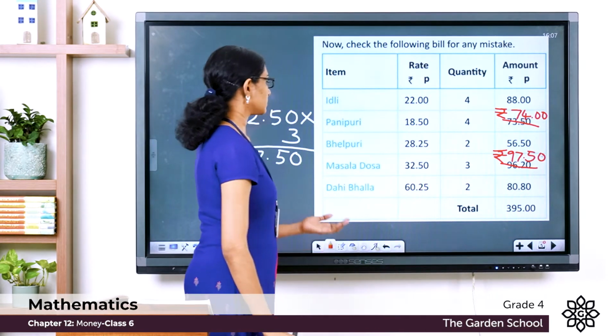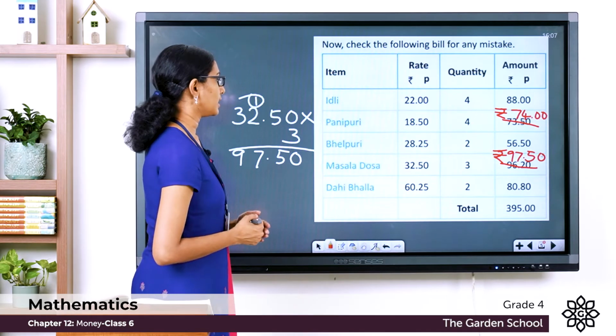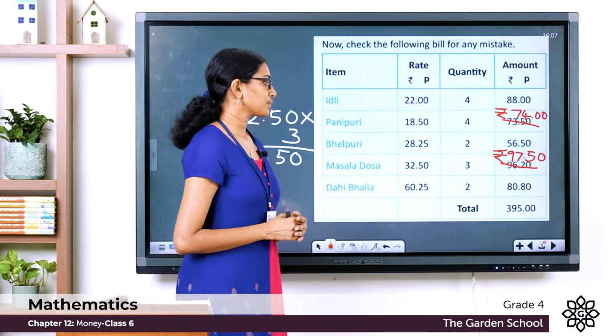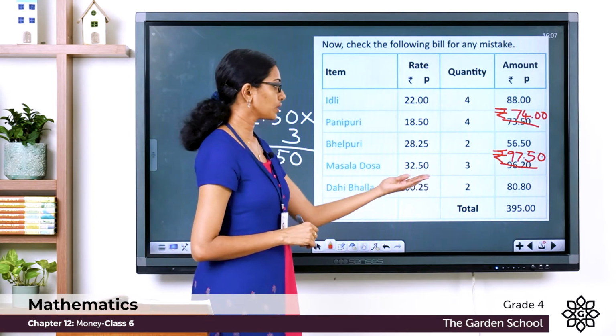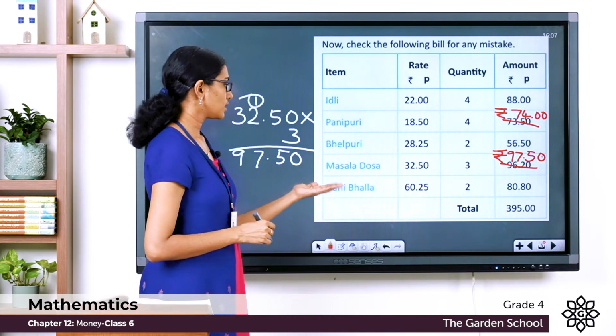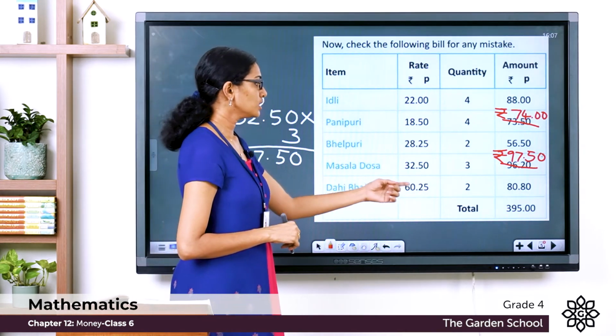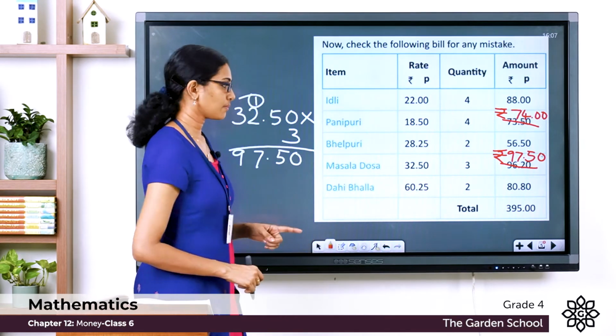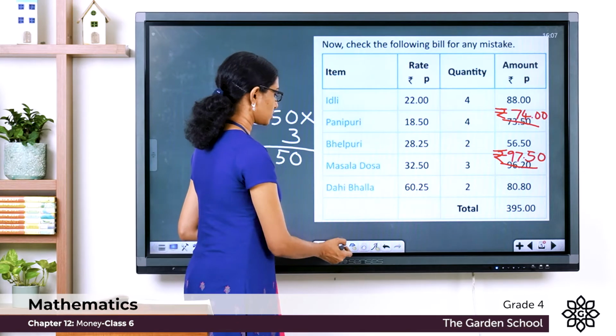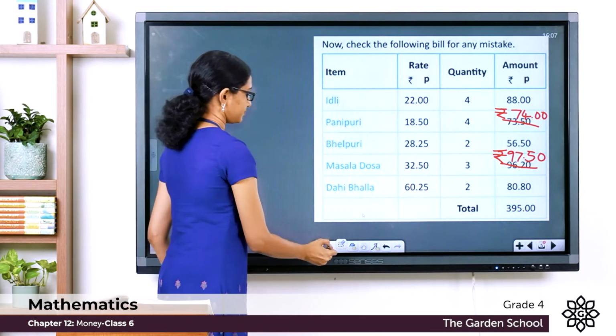Now the next one, dahi bhala. The rate per item is 60 rupee 25 paise and you are buying 2 units of it. Hence the cost of dahi bhala is 60 rupee 25 paise into 2. Let's check if the amount given there is correct. So let's do the multiplication.